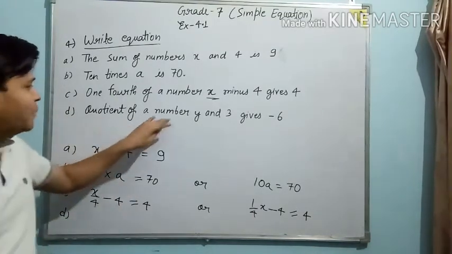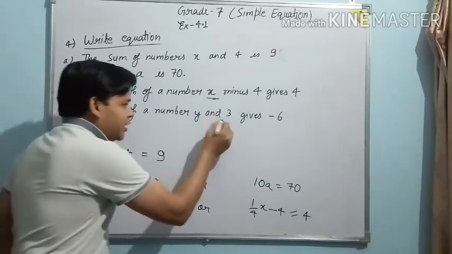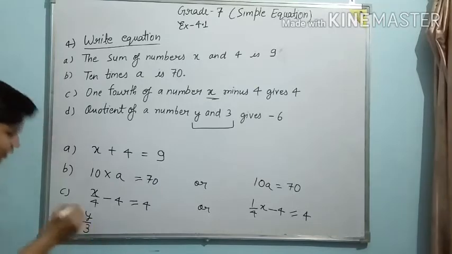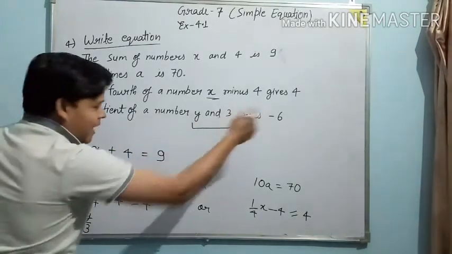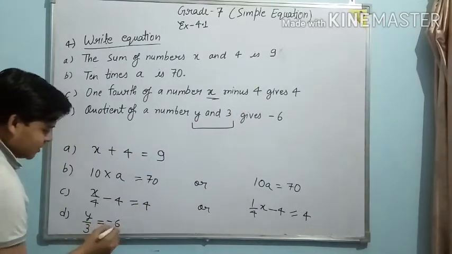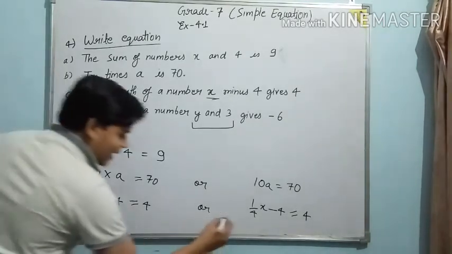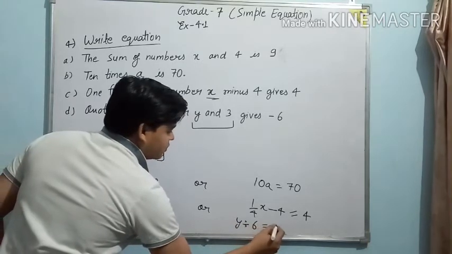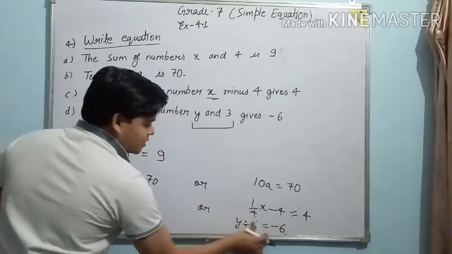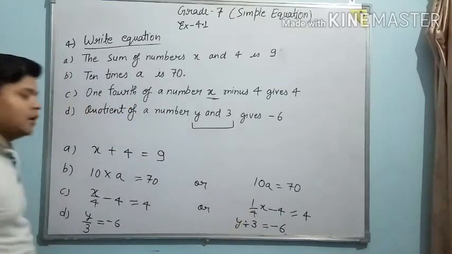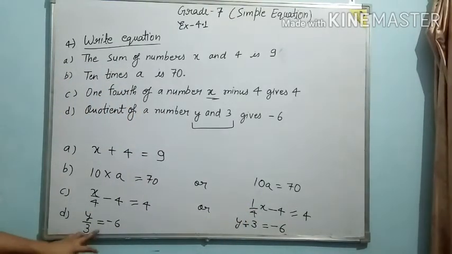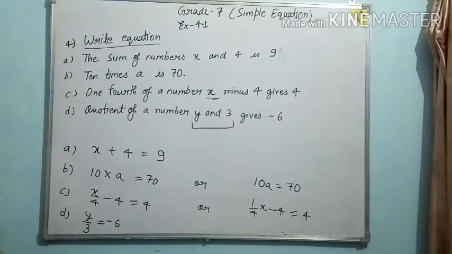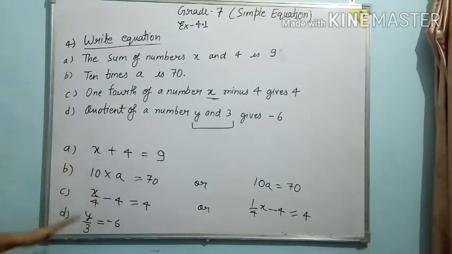Similarly, the last one, the quotient, means division. So the quotient of a number y and 3. You write it like this, y upon 3, gives minus 6, so that is equals to minus 6. Or you can also write y divided by 3 is equals to minus 6. Both are correct. Generally we use this method, so it's better to use this one. So here we have completed question number 4.